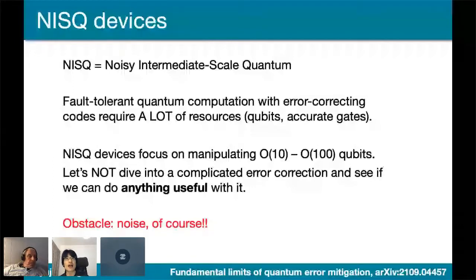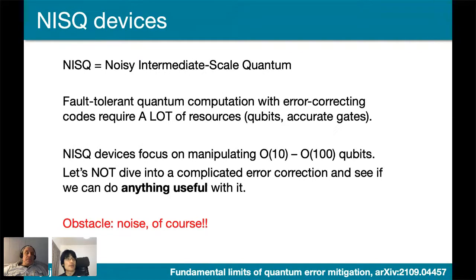To do that, we know now that error correcting codes are quite good ways to go. But the problem is that implementing such error correcting codes requires a lot of resources in terms of the number of qubits or accurate gates. So you need very, very accurate gates so that these error correcting codes work properly.